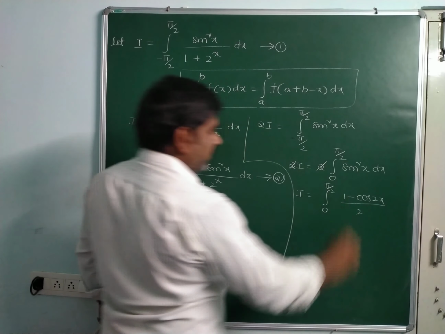Now what is the integration for cos 2x? The integration for cos 2x is sin 2x by 2. So it is 1 by 2 into sin 2x, with limits 0 to pi by 2.